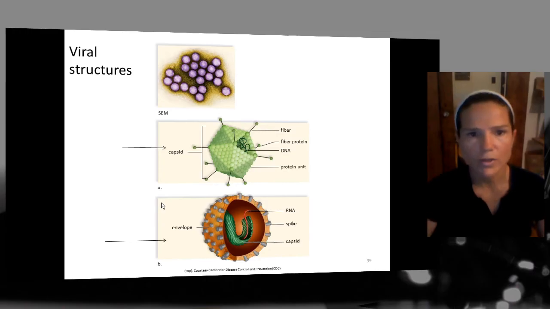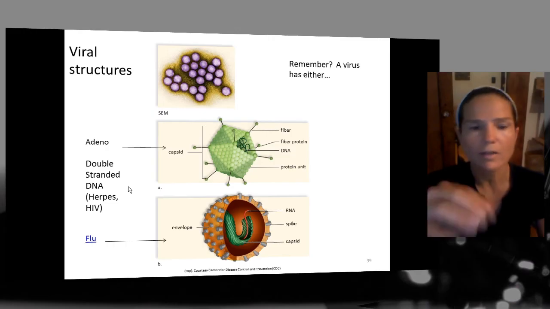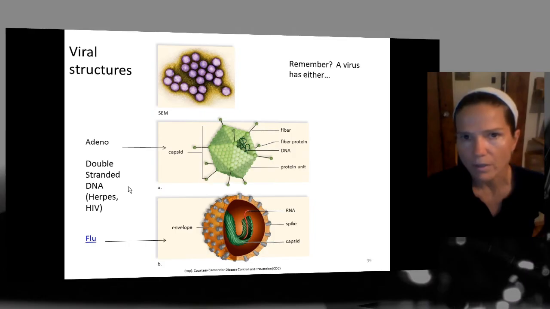So here are some viral structures. This is a scanning electron microscope image of an adenovirus, in the middle, and on the bottom is the flu virus. Double-stranded DNA viruses, herpes and HIV, are very mutatable because of their double-stranded DNA. There are something like 109 different strains of herpes. You think of herpes simplex 2 because it's sexually transmitted, but mumps, chickenpox, shingles, that's all herpes. Herpes isn't just a sexually transmitted disease, and that's because it's double-stranded.